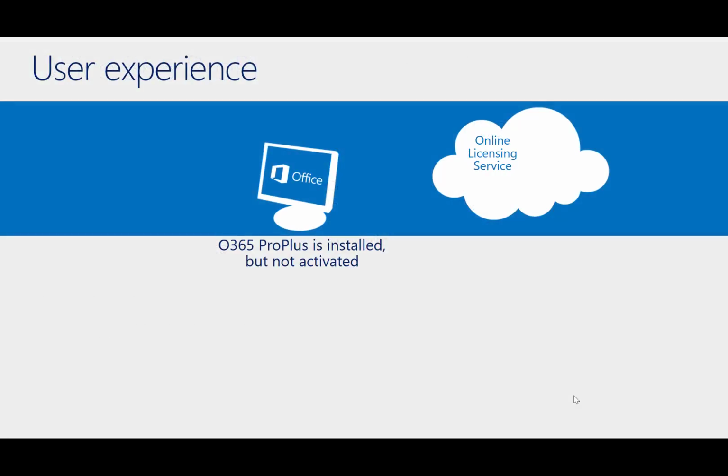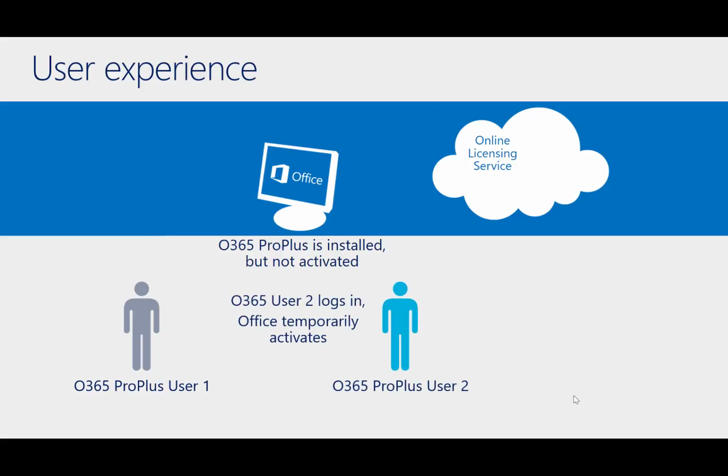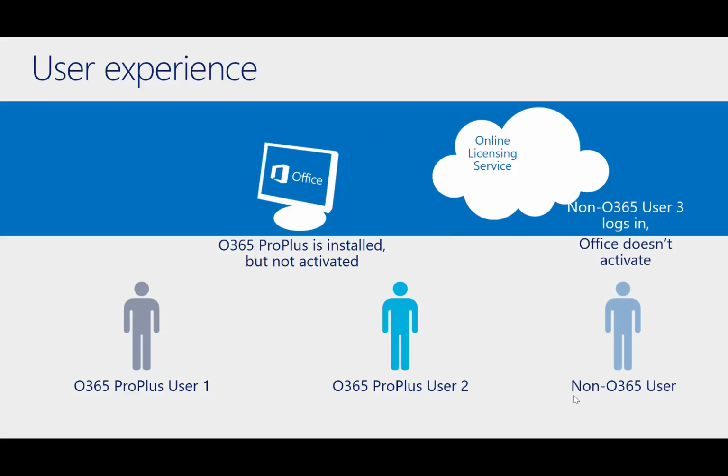Now for the user experience, first of all, Office 365 Pro Plus is installed, but it isn't activated yet. When the first user logs in, Office temporarily activates. Then when user 2 logs in, Office temporarily activates. And everything's good there. Then if user number 3 logs in who's not an Office 365 user, Office isn't going to activate for that user. So that user is going to run into issues there.